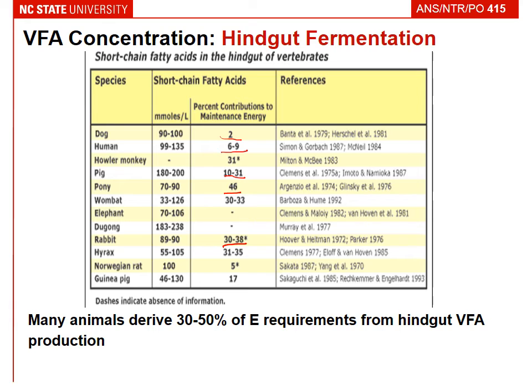So if you know anybody that loves their green leafy vegetables, and that's the main thing that they are consuming to meet their energy requirements, the reason why they're so skinny is because they're not able to absorb all of those VFAs. And then you have our pony here, we had 46%. They're about the best out of the obligate hindgut fermenters. And the rabbit, pretty similar, 30 to 38%. And then our pig is about 10 to 31%.